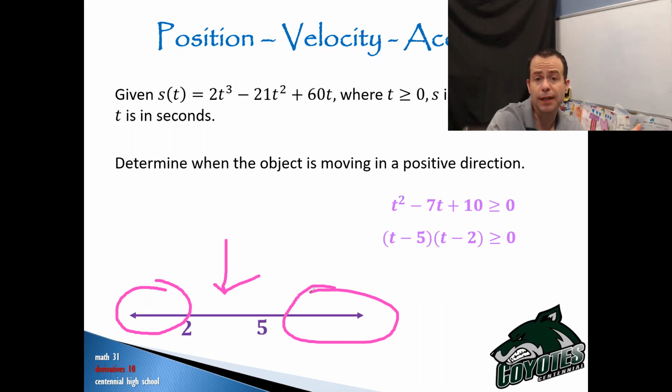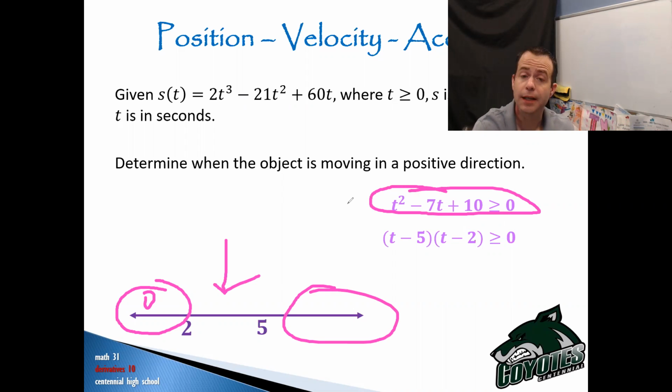So what I want to do is I just want to plug in a nice friendly number that's easy to work with. For instance, maybe here I want to just plug in 0 and see. Okay, if I plugged in 0, I get 10 is greater than 0. Is that a true statement? Yes, it is. So that's true. If I plug a number in between 2 and 5, so let's say 3, I get 9 minus 21 plus 10. That is a negative number. So that is not greater than 0. And then maybe I'll plug in something friendly above 5. So let's plug in 10. I get 100 minus 70 plus 10. That would be a positive number, so that works.